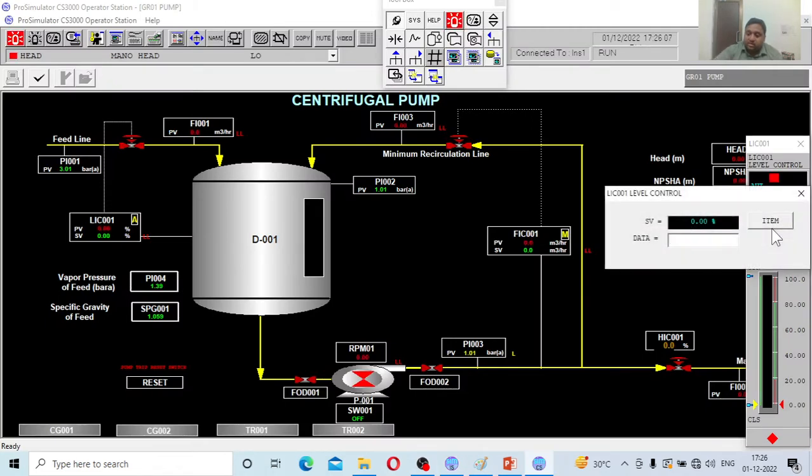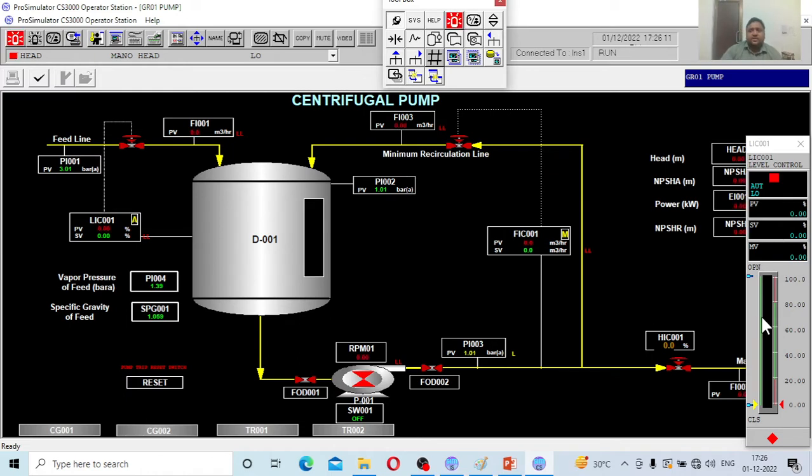36.83. Let us come back. Now you can observe the process value is increasing. The level in the tank starts getting raised. In a few moments you are going to see the increase in the level of the tank. Slowly you can see 0.2%, 0.24, and the level in the tank is getting raised.